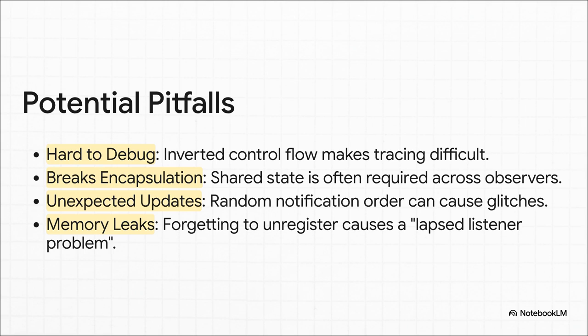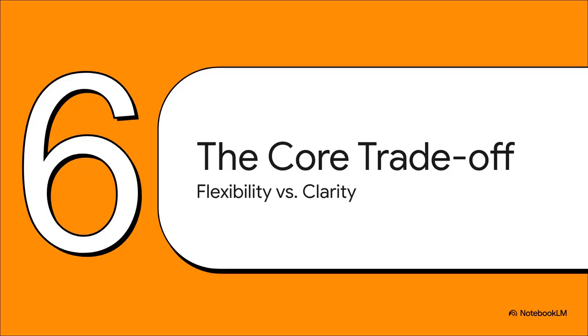But the biggest trap of all is memory leaks. If an observer gets destroyed but forgets to unsubscribe, the subject will just keep holding on to it forever, and it can never be cleaned up by the system. That is a classic bug, and it can be a real pain to find. So this all brings us to the fundamental choice a developer is making when they decide to use this pattern. It really boils down to a classic engineering trade-off.